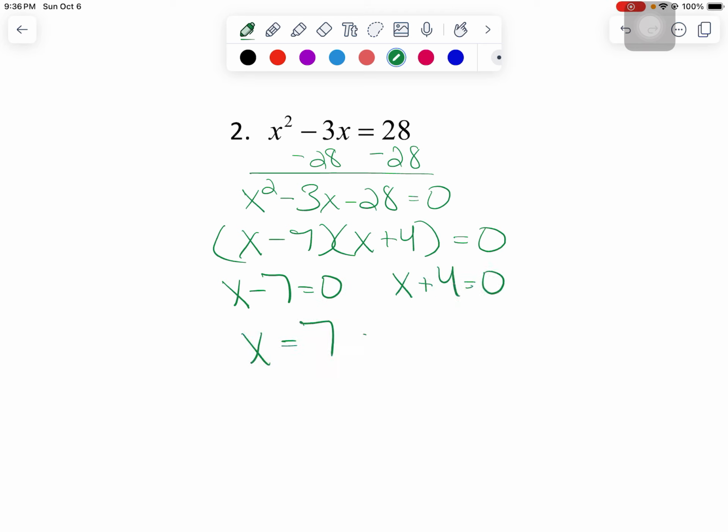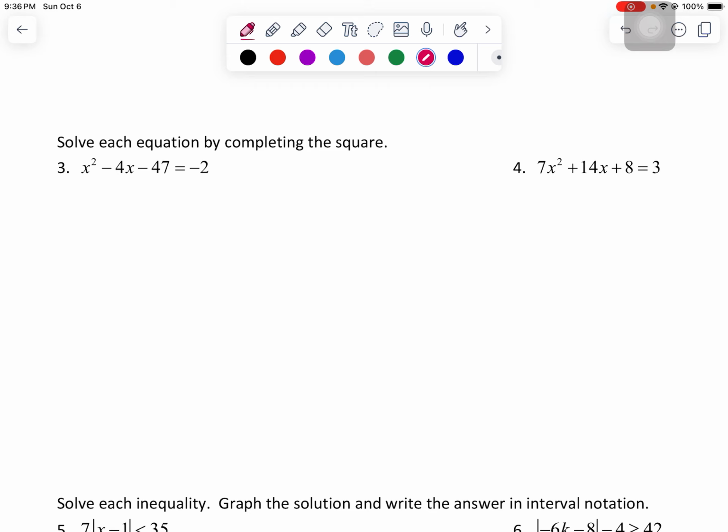Next set of questions, solve each equation by completing the square. So in this case, for problem number 3 here, whoops, try that again. This x squared being by itself is nice, so we're going to leave x squared minus 4x on one side. I'm going to move the 47 to the other side. So let's see, if I add 47, that's going to turn into 45 here. All right. I need to complete the square here.